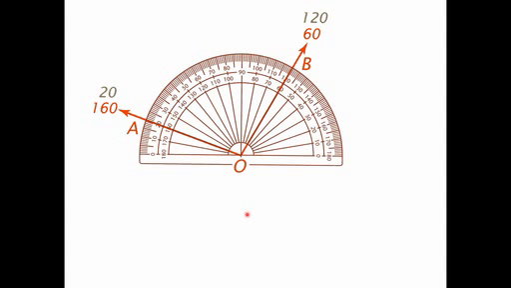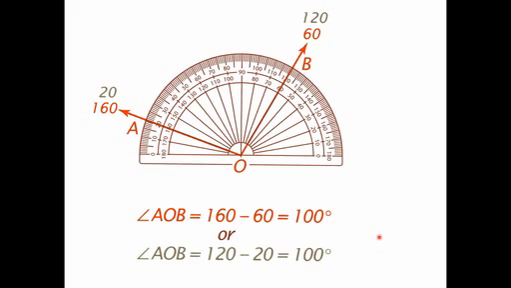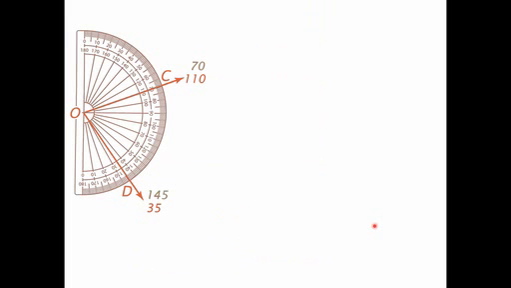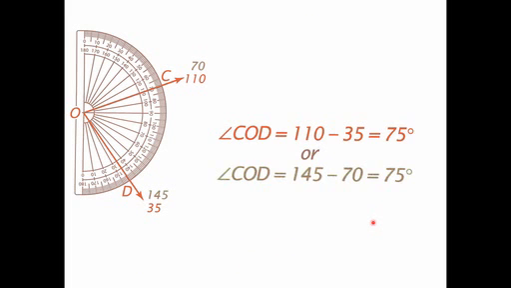So here's just a demo of that. They've chosen this pair of rays, 160 and 60, and positive number differences measure the angle. So that angle AOB is 100 degrees. Since there are two scales there, it doesn't really matter which scale you've decided to use. The difference from 120 to 20 is also 100. Here we see it again. Two other angles, COD. Each ray has a coordinate. There it is. And positive number differences measure the angle.